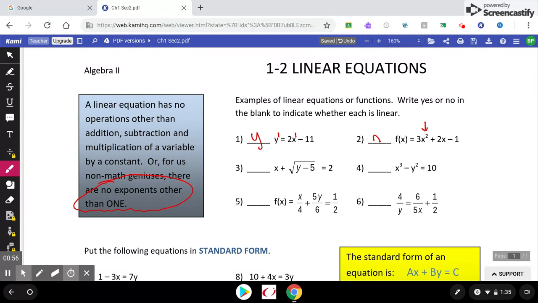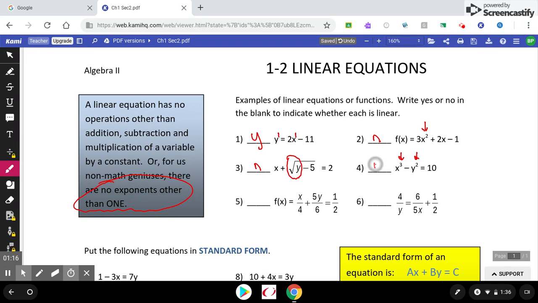So number 3, here's what I'm talking about. Something funky happening to the variable. So the y, the variable, is inside of a square root. That's kind of weird. It's kind of funky. I'm going to write no, and then I'm going to go back to that and explain why it's not an exponent of 1. Number 4, hey, there's an exponent of 3 and an exponent of 2.